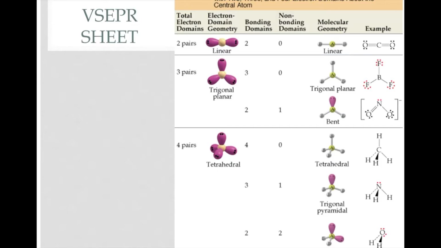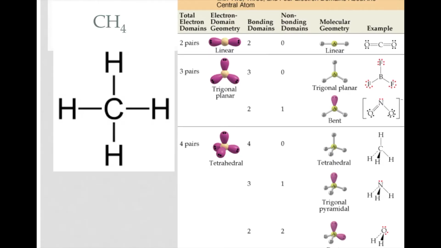Okay, so I just count how many bonding there are, how many non-bonding there are, and I look it up, and I get my answer. Pretty much. Very, very simple. Nice. So we're going to kind of start here.